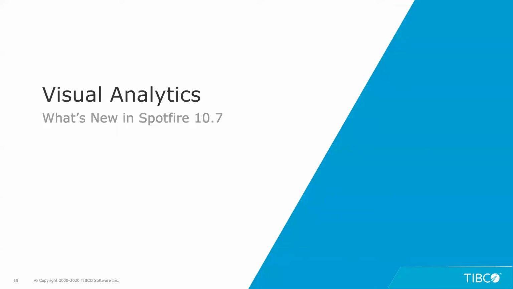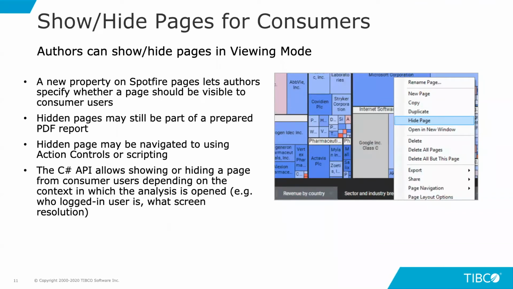Let's move over to visual analytics. In Spotfire 10.7, there is now a property on Spotfire pages that lets authors specify whether a page should be visible in viewing mode or not. This means pages can now be hidden from consumer users. It is useful, for example, if you have pages that are work in progress that you want to hide, or if you have pages that you use for other purposes or that are not of interest to consumer users.